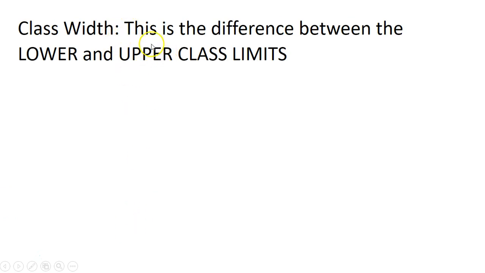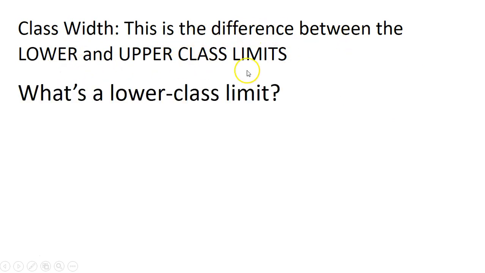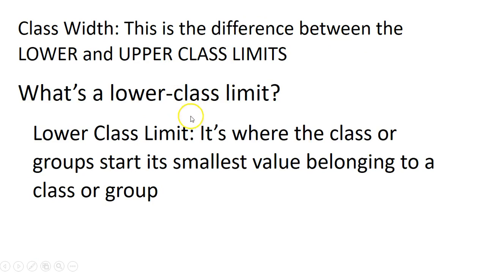All right, the class width. This is the difference between the lower and upper class limits. All right, the class width is the difference between the lower and the upper class limits. So what's a lower class limit? Lower class limit, it's where the class or group starts, its smallest value belonging to a class or group. All right, if this is getting too heavy because it's going too fast, this is a video. Pause it, okay? Pause it and write the stuff down. Lower class limit, it's where the class or group starts, its smallest value belonging to a class or group.